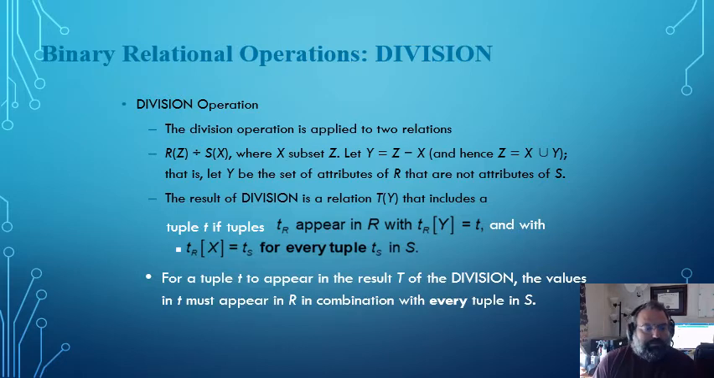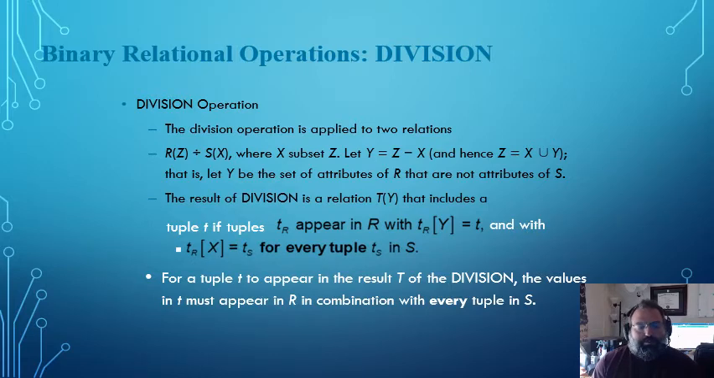Division operation. The division operation is applied to two relations, R(Z) divided by S(X), where X is a subset of Z. Let Y be equal to Z minus X, and hence Z equals X union Y. That is, Y is the set of attributes in R that are not attributes of S. The result of a division is a relation T(Y) that includes a tuple t if tuples t_R appear in R with t_R[Y] equals t, and with t_R[X] equals t_S for every tuple t_S in S.